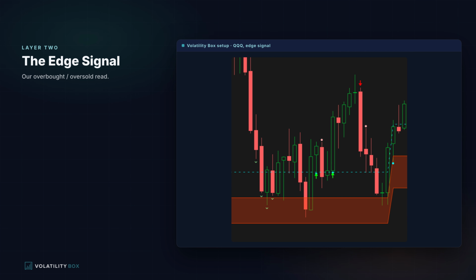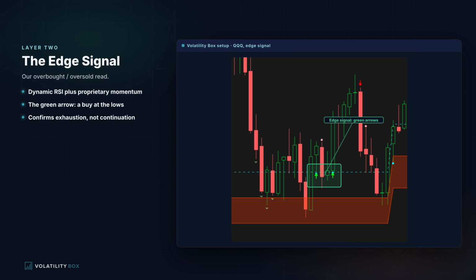Next, we move on to the component of an edge signal, or something that tells us where we're officially in overbought, oversold territory. Now, with your Volatility Box membership, we include the edge signals indicator. This is our custom overbought, oversold indicator, and it's built on a few different components, including the dynamic RSI and a few different proprietary momentum indicators. In plain terms, it's the green or red arrow that confirms the move is exhausting and actually starting to reverse instead of just continuing to run.